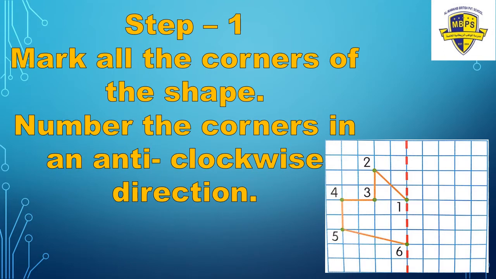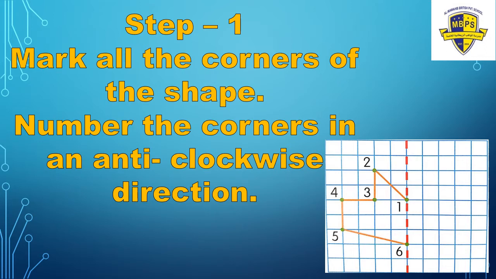Come on students, let's start now. Now students, remember that whenever we have to complete symmetrical shapes, we have to follow 3 steps. Keep in your mind. Step 1, we mark all the corners of the shape, and we number the corners in anti-clockwise, not in the clockwise. We go in the opposite direction of the clock, which is anti-clockwise. So if you look at this picture now, we can see that all the corners are marked.